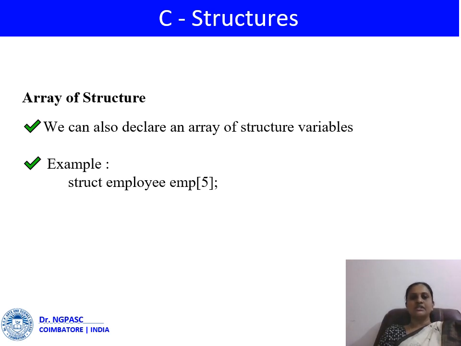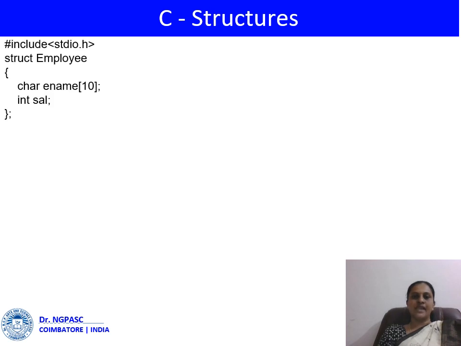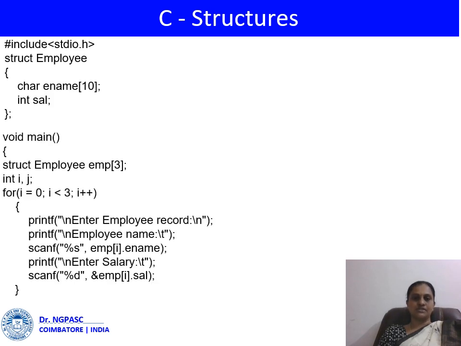So here this is an example for array of structure. You can see from this line that I have a structure called employee, and it has 5 variables, that is emp of 5. So emp of 0, 1, 2, 3 and 4. So these are the 5 different array structure variables, right? So now we will see one simple example for this array of structures.